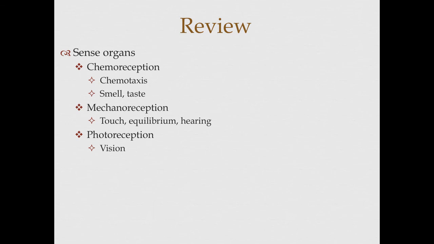And finally, we talked about the diversity of sense organs in animals, starting with chemoreception, which allows for chemotaxis, responding either positively to chemicals or negatively to chemicals. So you could swim away from certain chemicals or to certain chemicals. That's what chemotaxis is. It's movement. Taxis means movement, movement associated with chemicals. And some organs associated with chemoreception allow sense of smell and taste.